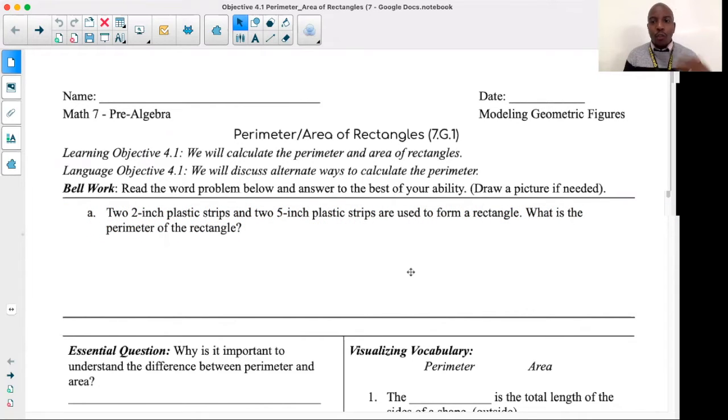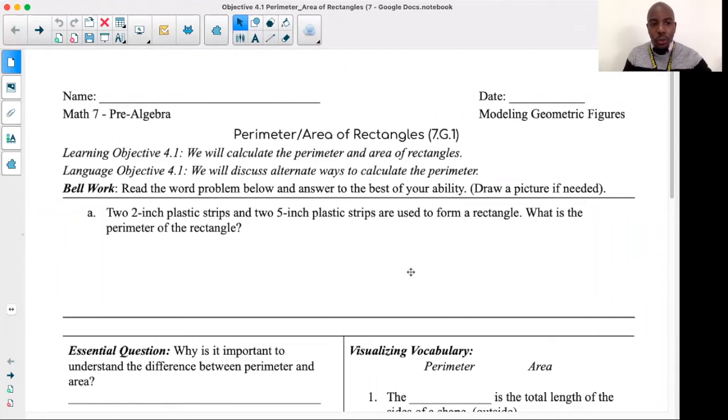All right, awesome. Hopefully you had enough time to figure that out. You can always still pause it now if you need to, but let's look at it together and then dive into what I want us to get through today. We have to read this word problem and solve it to the best of our ability. Notice in parentheses I put draw a picture if needed. When it comes to geometry, it's a lot easier if you draw a picture. If you remember this, when you get into 10th grade and take the geometry course, it will help you.